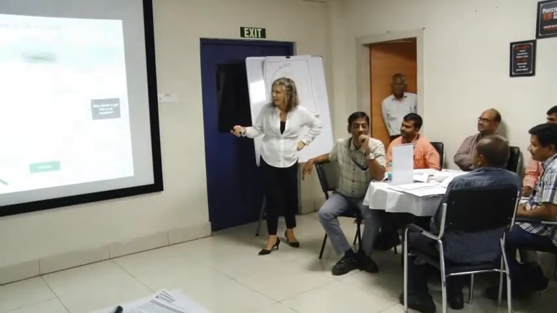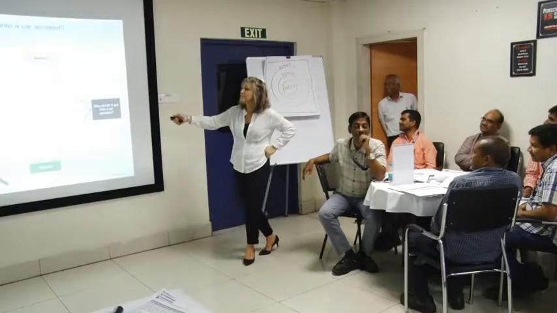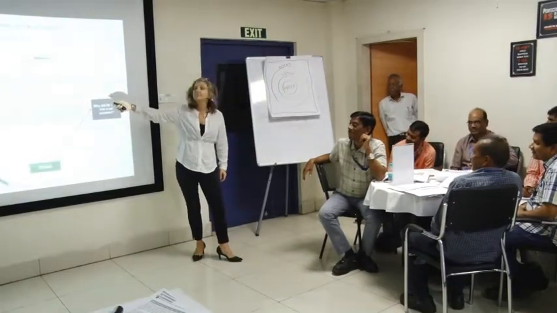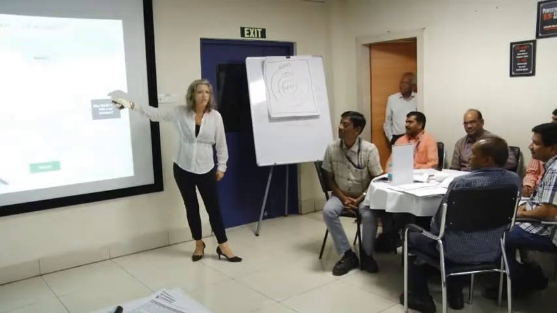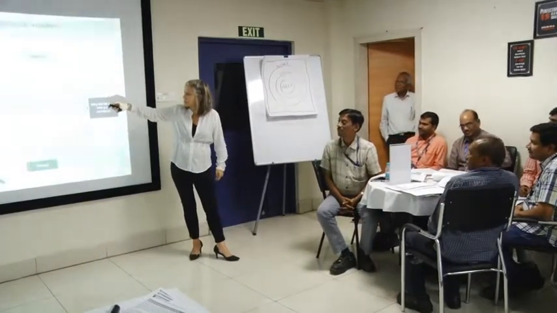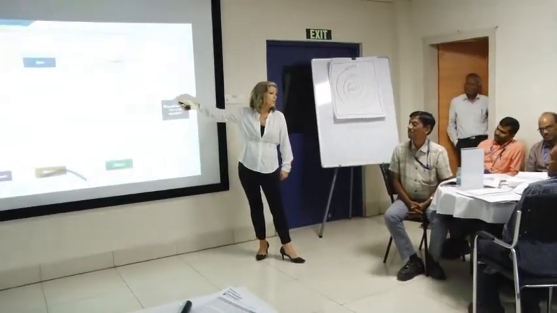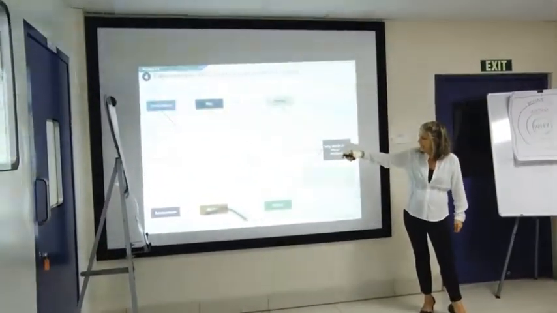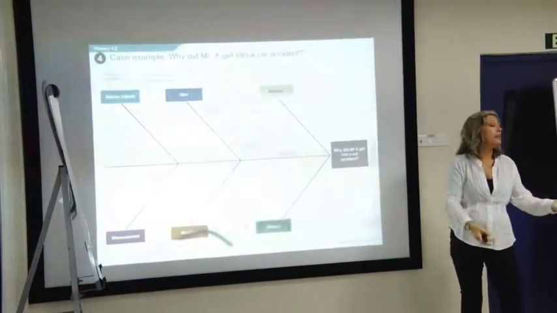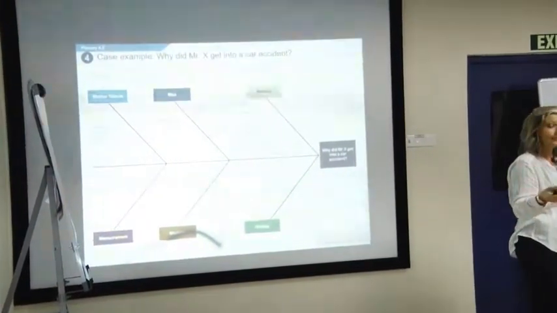Okay. Let's see what we got here. Mr. X just is a bad driver. That's unskilled driver. He doesn't have any training, no experience. Another driver hit him. Maybe the other driver wasn't good. Mr. X was on the phone. Maybe somebody in the car was talking and distracted him. He wasn't paying attention. He was tired. He fell asleep while he was driving.